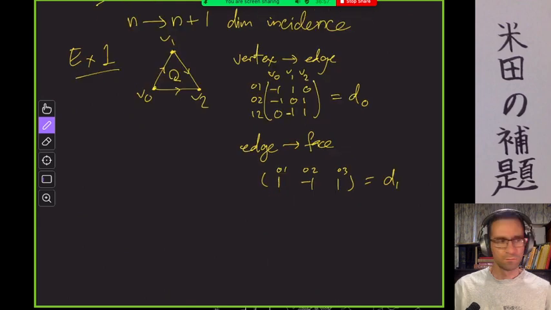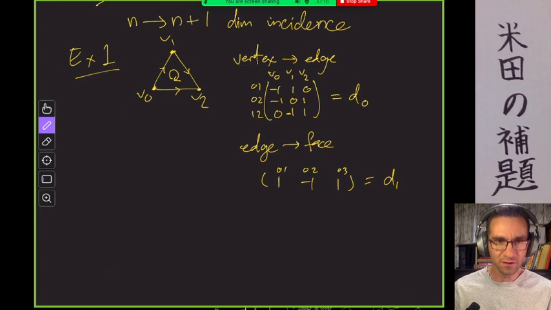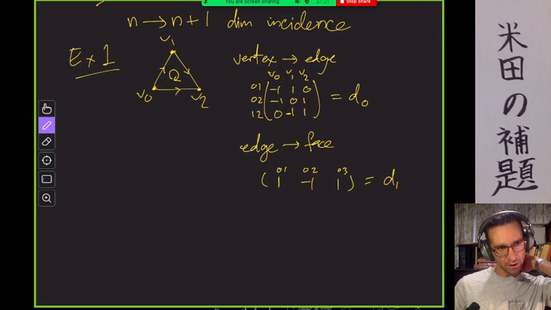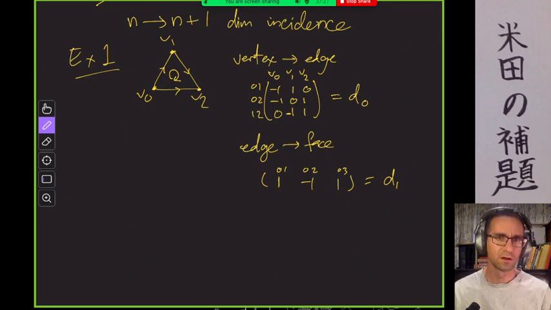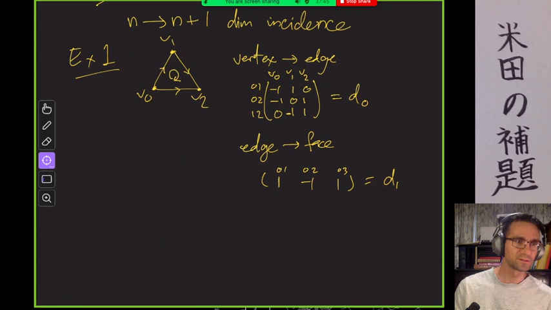Okay, is that clear? So this, in fact, gives us two linear maps. What we do is we have a matrix where the columns are labeled by n-dimensional things, so say vertices or edges, and then the rows are labeled by the n plus one dimensional things. So here it's the edges, so vertices to edges, and here it's edges to the face. It's just one face.